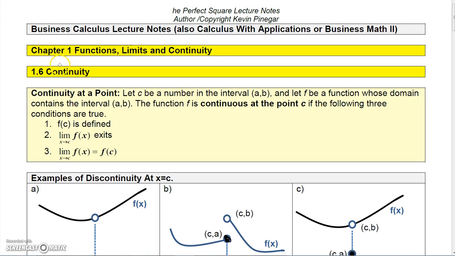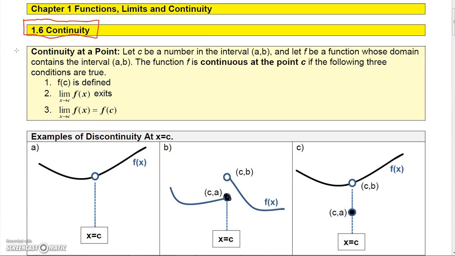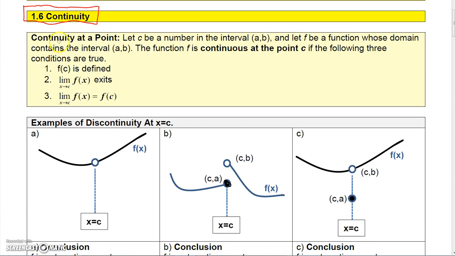Okay, so now that you've mastered the concept of limits, let's see if we can teach you a little bit about what it means for a function to be continuous at points or over an interval. The first thing we want to talk about for continuity, to determine if a function is continuous, is the formal definition of continuity at a point.